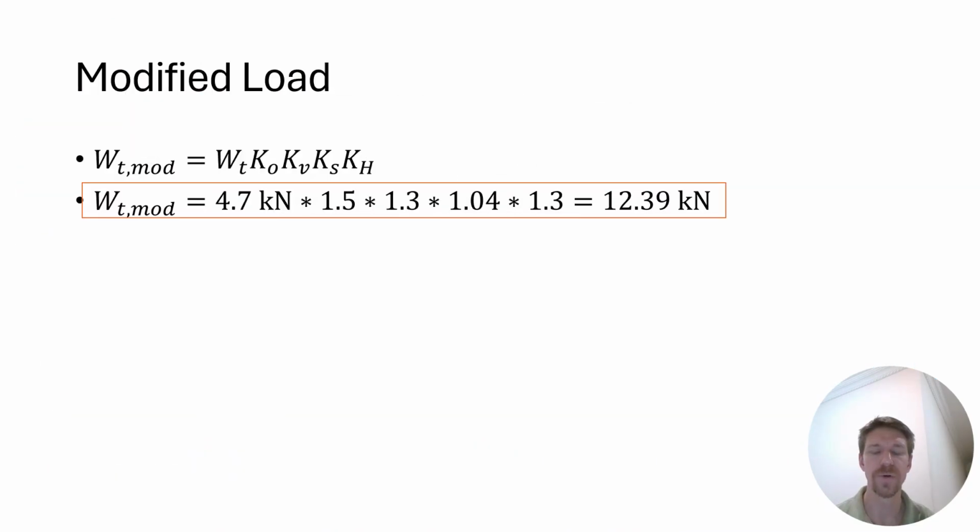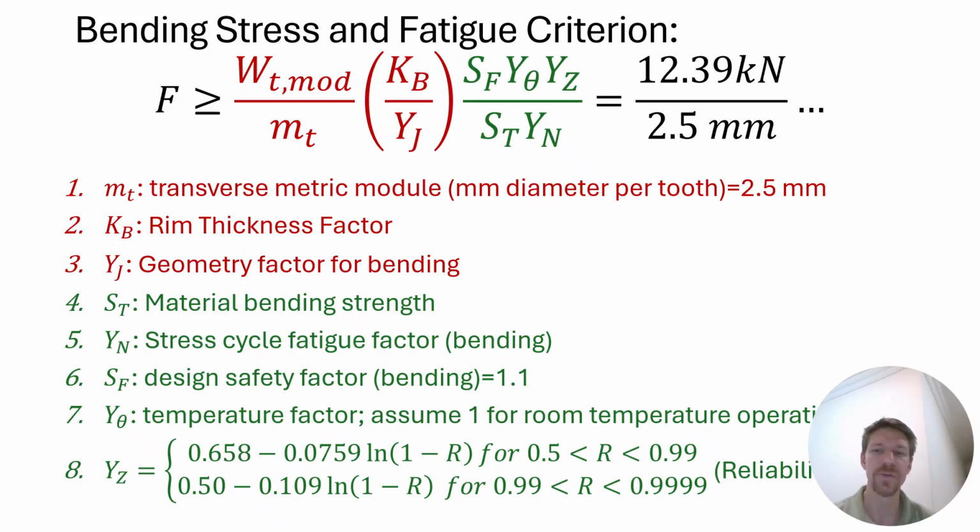So we put all 4 of the coefficients to modify the load together, and we get 12.39 kilonewtons. So of the two approaches we're going to use to calculate face width, first we're going to start with bending stress and the fatigue criteria in bending. Then we'll move on to Hertzian contact stress.